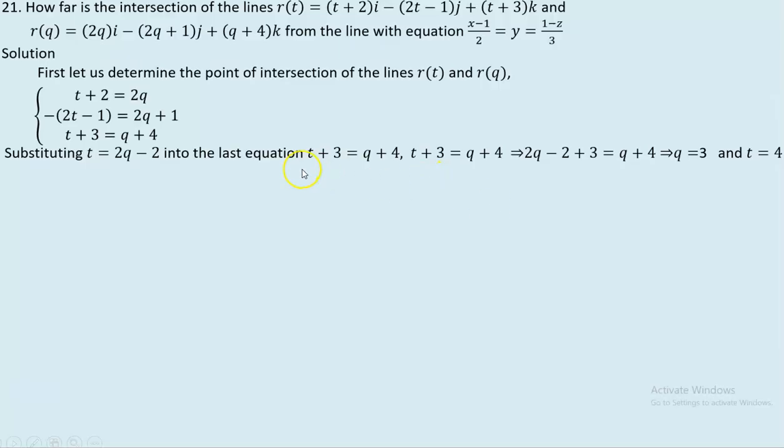q3 and t4 can be obtained. Once you obtain that, try to substitute them in their corresponding places. So when you substitute the obtained values, you can obtain the following. So the point of intersection is going to be 2q i minus 2q plus 1 j plus q plus 4, okay?